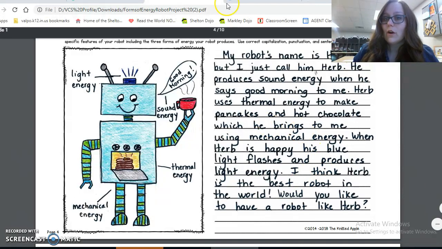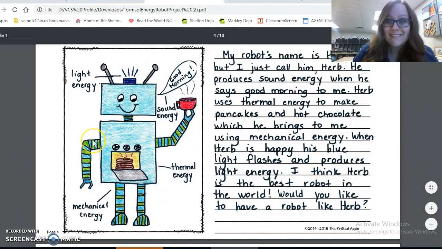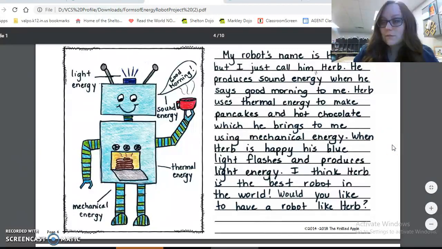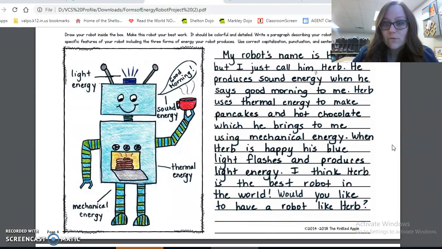So you need to write your own paragraph about your robot. I'm excited to see your creativity on this, so think about what you want your robot to do. And then this page will be turned back in your e-learning folder when you're back at school.